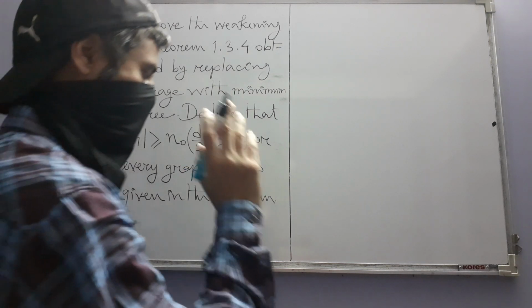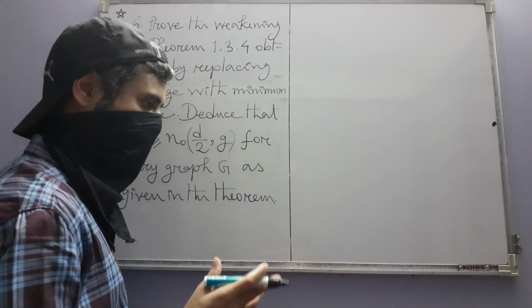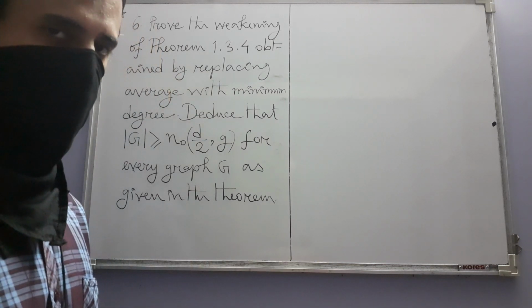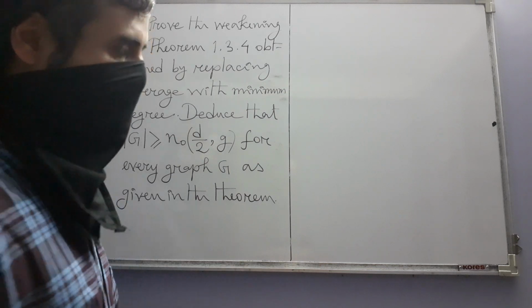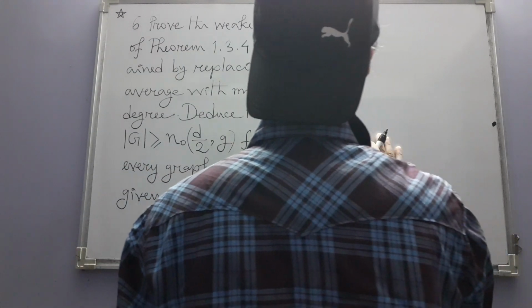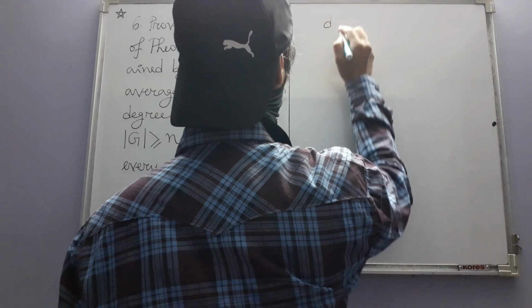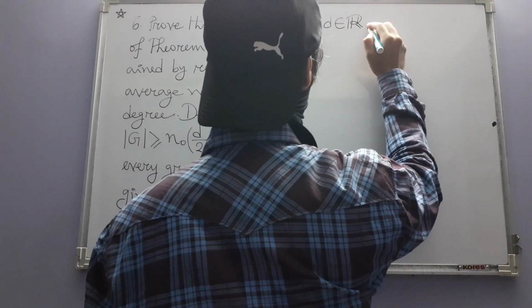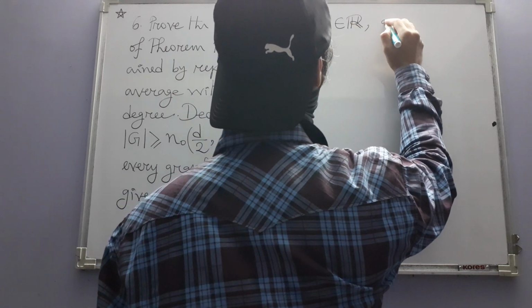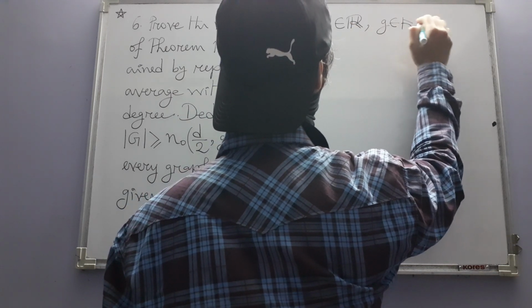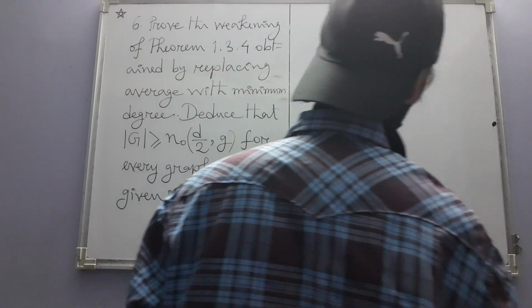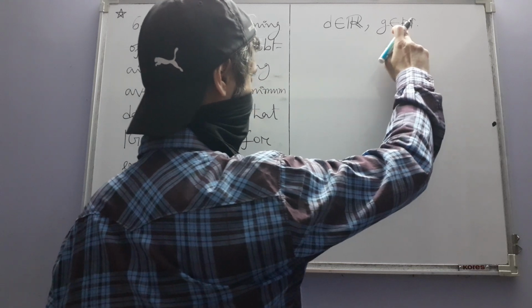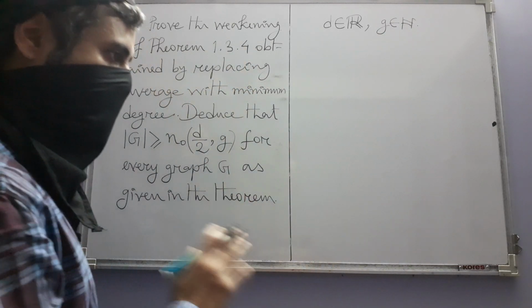Alright, so let's go back to when we were discussing these things: radius, diameter, all these things. Let D be a real number, any real number, and let G be a natural number, and remember that the set of natural numbers has 0 in it.